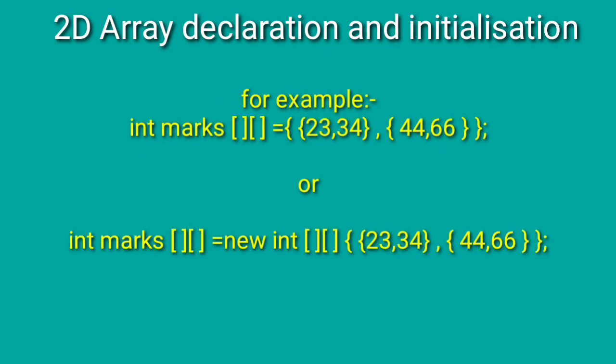For example, integer marks array is a 2D array, then the assignment operator is there, then put 2 curly brackets, then initialize the elements of the first row, that is 23, 34, then close the elements of the first row, then put a comma, then the second row elements will start, that is 46 and 66, then close the curly bracket, the second row will finish, and then close the last curly bracket, then the array initialization will be over. So in this way you can initialize the 2D array in Java.